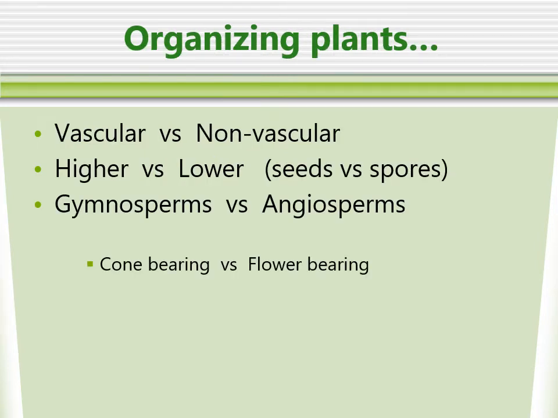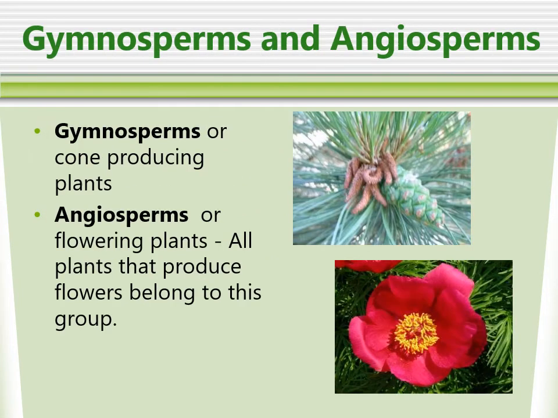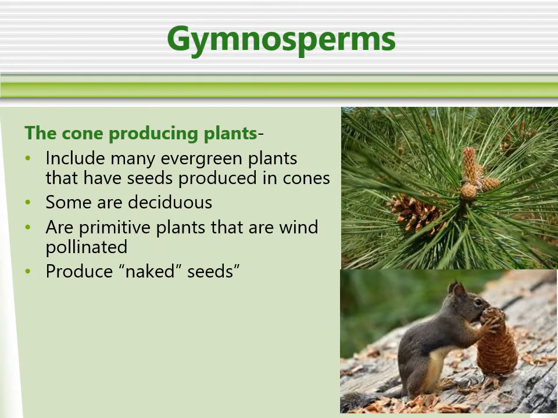Moving forward into organizing plants, we have, as I've discussed so far, vascular and non-vascular. And in the vascular world, we have higher and lower. And then, further dividing it, we have both gymnosperms and angiosperms. Okay, so let's look a little bit at that. That's cone-bearing versus flower-bearing. Gymnosperms produce cones, so your conifers, right? And angiosperms produce flowers. Cone-bearing plants typically produce what's called a naked seed.